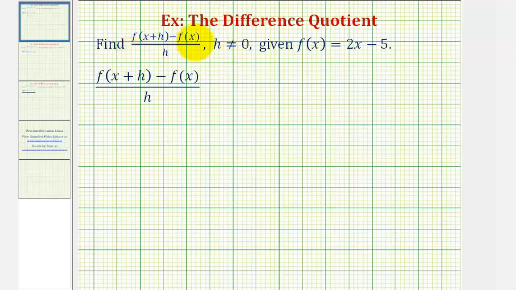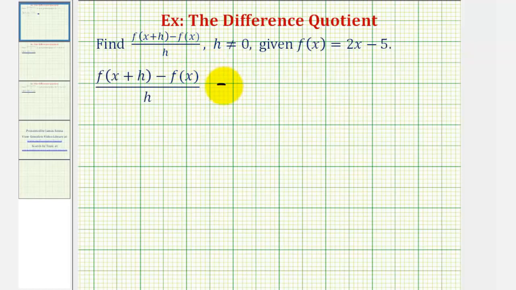Welcome to the first example of determining the difference quotient for a given function. This quotient here is called the difference quotient, and while it might seem random at this point, this is actually a very useful quotient. If we knew the value of x and the value of h, it would give us a slope of a secant line to a given function, and in calculus, when we take the limit of this function as h approaches 0, it actually gives us something called the derivative of a given function. But for this example, we're just practicing the algebra.